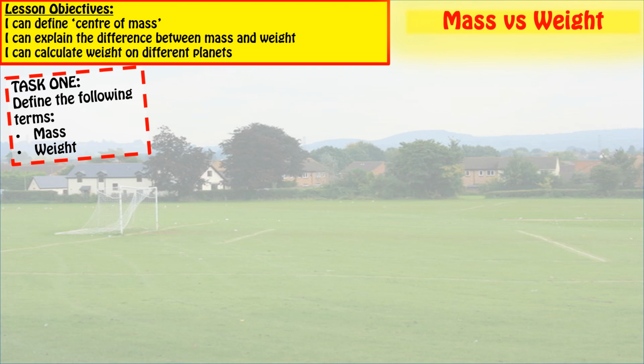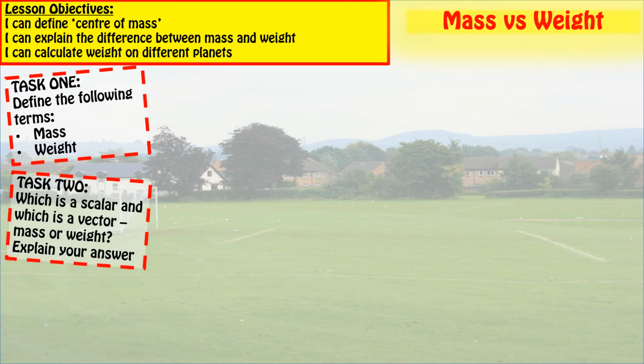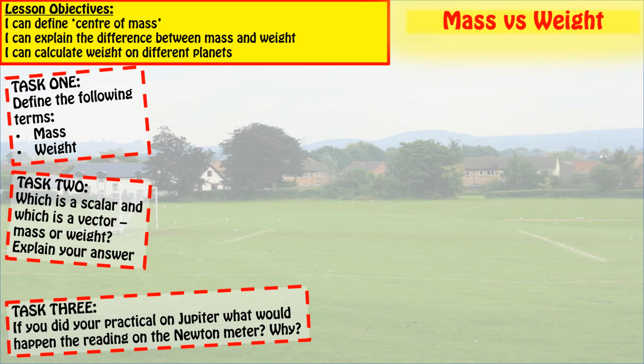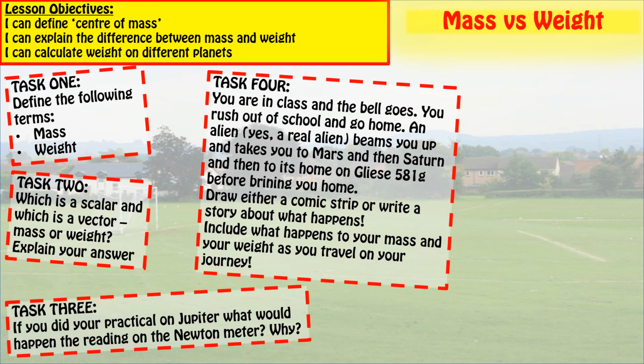So here are some tasks to end the lesson, as always. Define the terms mass and weight, and say which is a scalar and which is a vector, mass or weight. If you did a practical on Jupiter, what would happen on the Newton meter? Would it be pulled down more? Would it be pulled down less? See if you can think of a reason why.